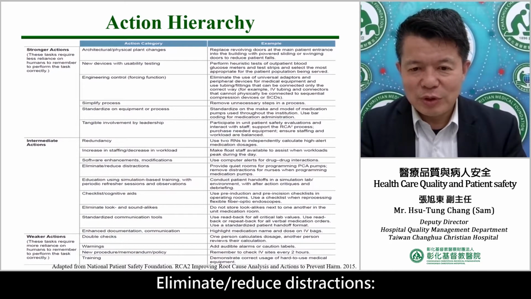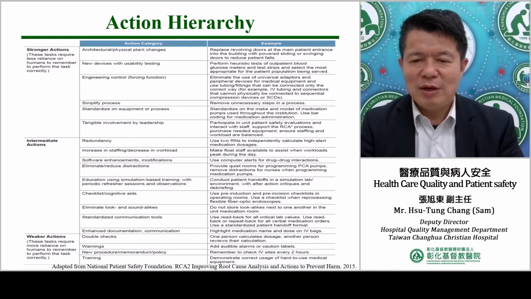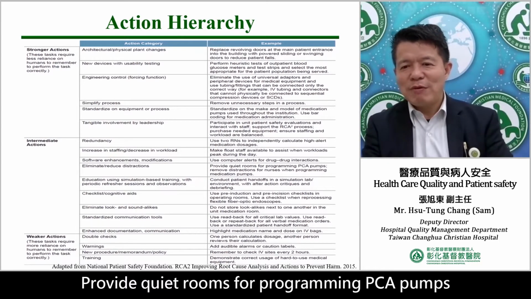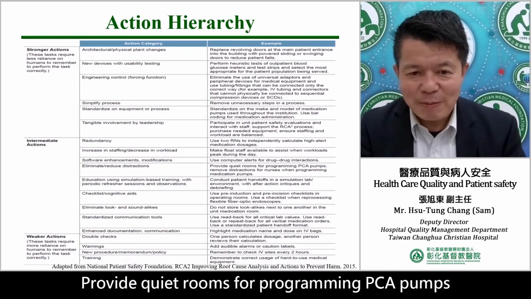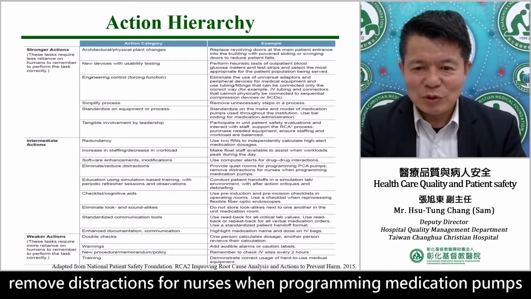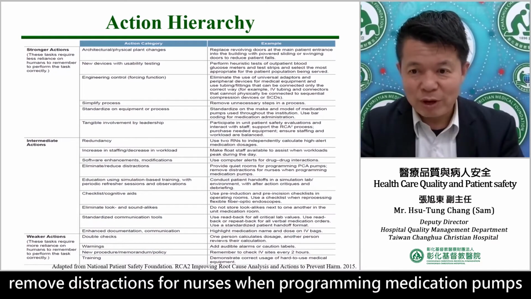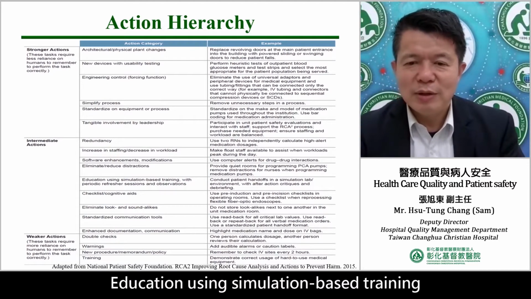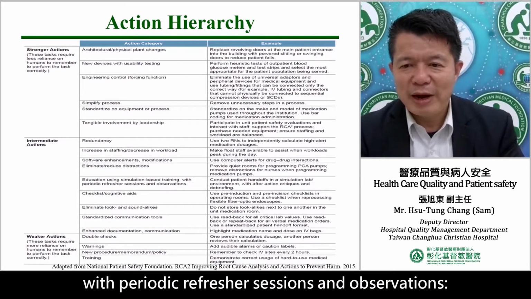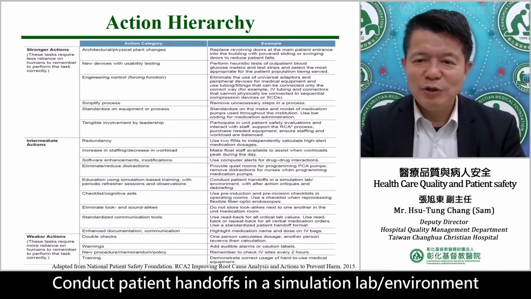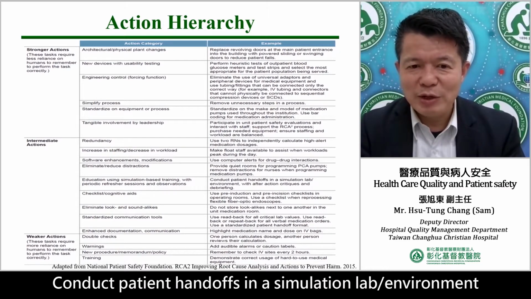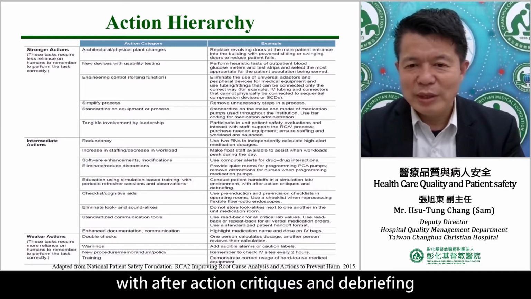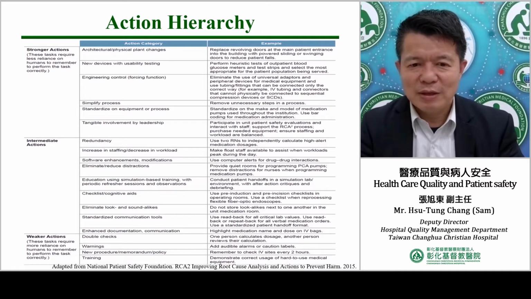Eliminate or reduce distractions: provide quiet rooms for programming PCA pumps, removing distractions for nurses when programming medication pumps. Education using simulation-based training with periodic refresher sessions and observations. Conduct patient handoffs in a simulation lab environment with after-action critiques and debriefing.